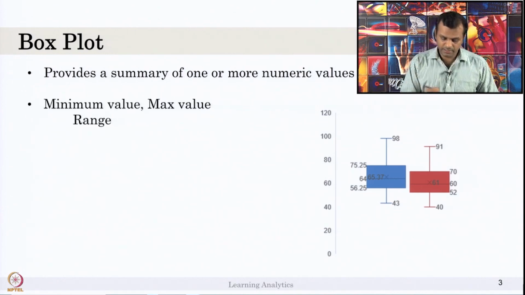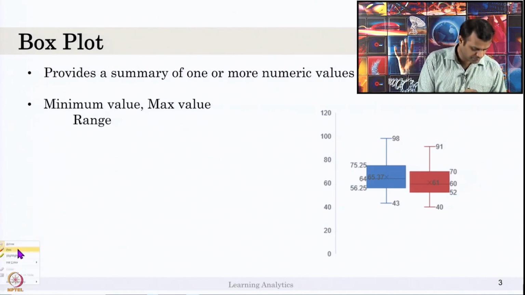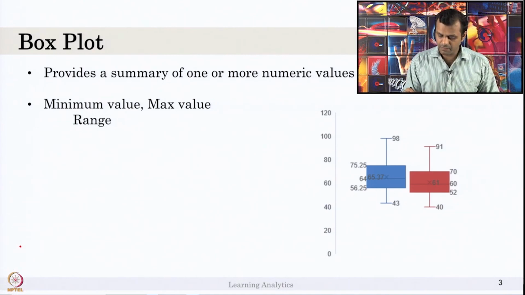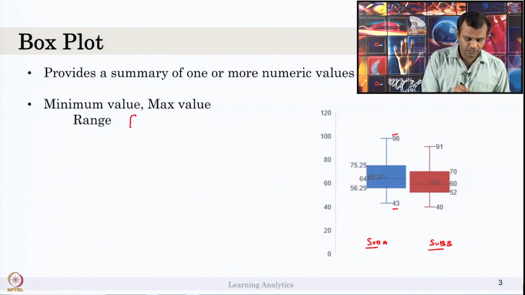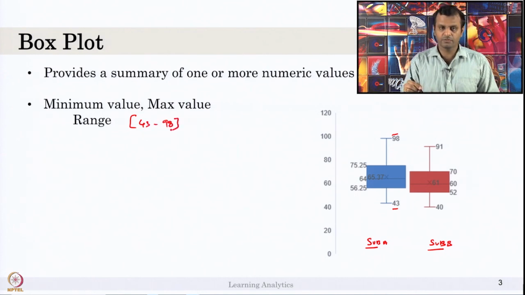So, here there is a minimum value. This color indicates marks in subject A and this indicates marks in subject B. Okay, there is a minimum value 43 and a maximum value 98. So, the range is 43 to 98, that is the range of the marks from the students' performance.